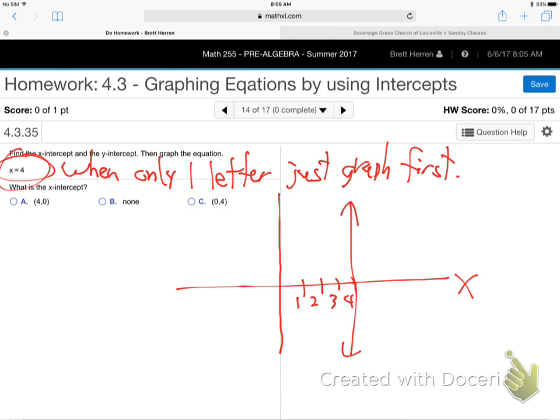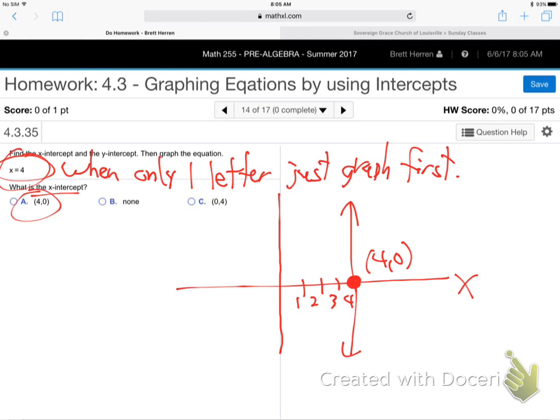Now the questions will be cake. What is the x-intercept? This point right here. This is where it hits the x-axis. Isn't this where it hits the x-axis right here? So that's over 4, up 0, isn't it? So that's that one. Okay.